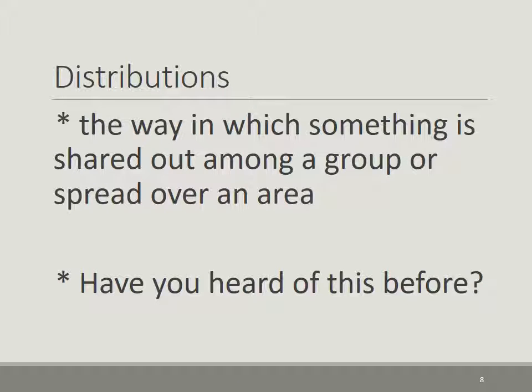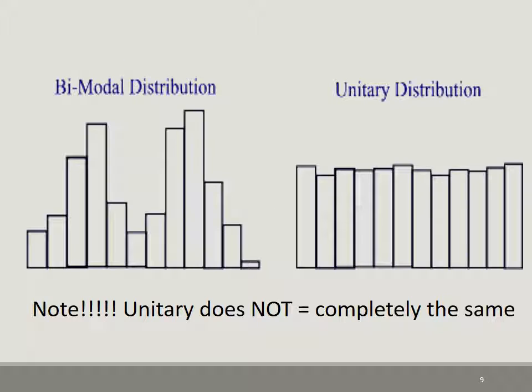All right, so when we start talking about distributions, we're very interested in how things are grouped together. And I wonder, have you heard of a distribution before? So distributions are generally describing patterns, and some of the most common patterns are bimodal distributions and unitary distributions. So bimodal means that you've got sort of like two humps occurring in your data set.